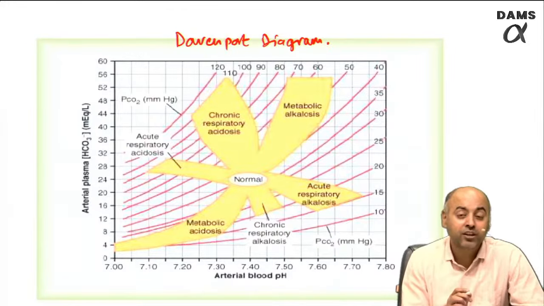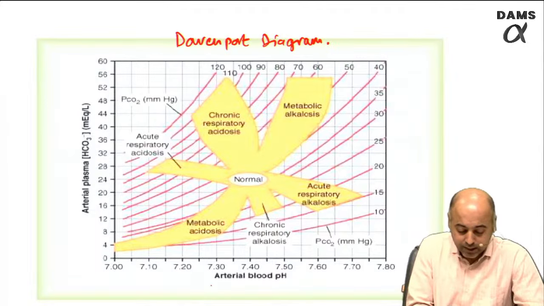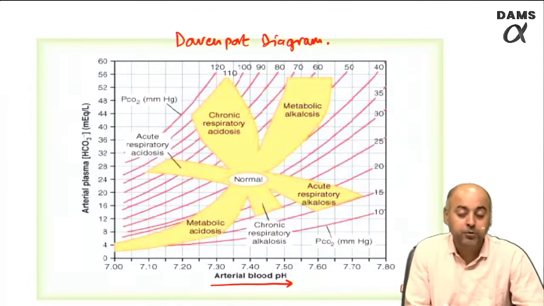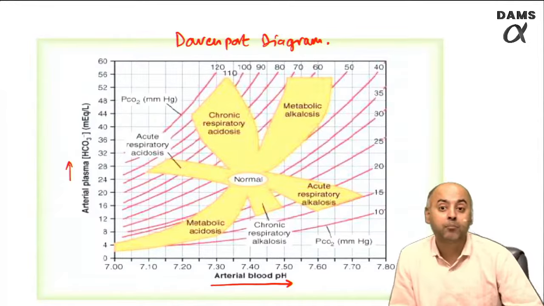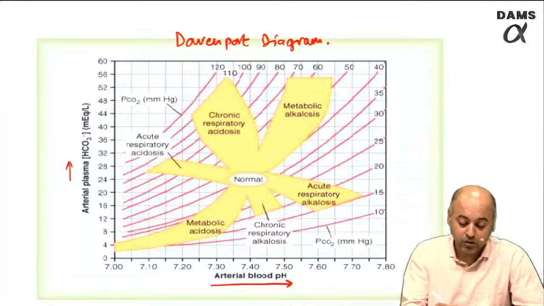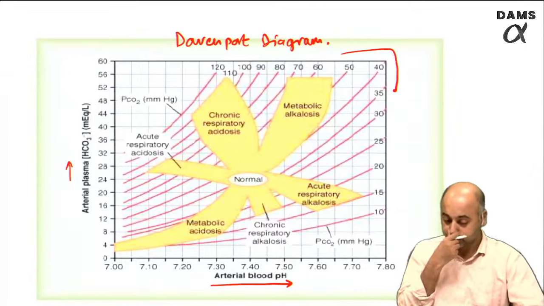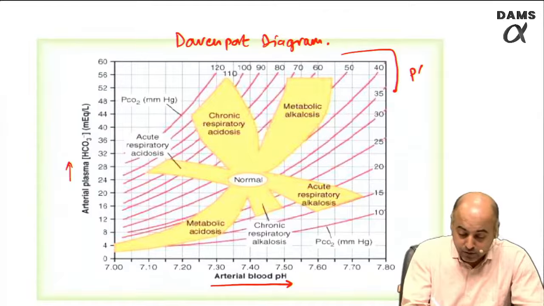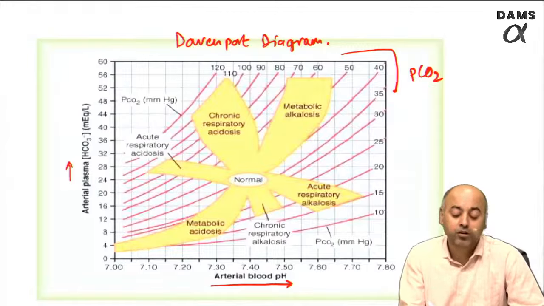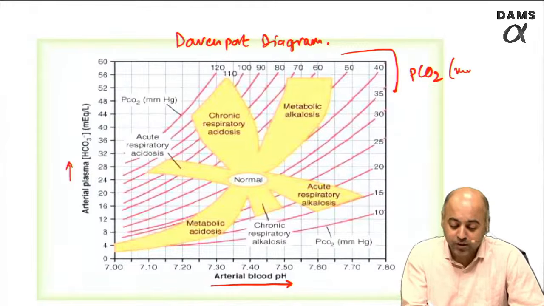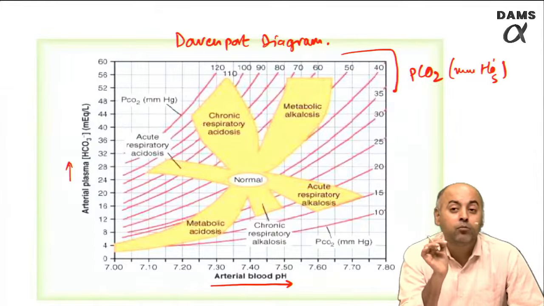Here you have to be very careful about one of the parameters. As you can see, on the x-axis you have the arterial blood pH, on the y-axis you have the arterial plasma bicarbonate values, but on the remaining two dimensions there is the value of pCO2, and the very important thing to note here is that the value of pCO2 is not plotted on a straight line.